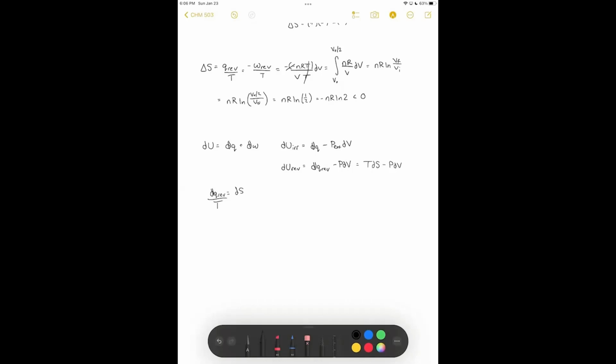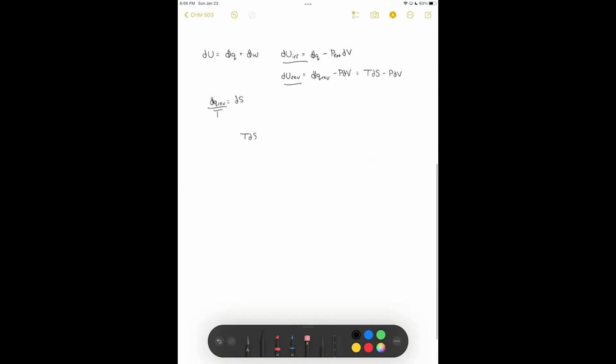Well, we've done this because internal energy is a state function. So we have an internal energy change for an irreversible process, and we have an internal energy change for a reversible process. We know that the path doesn't actually matter for the internal energy. So these two things have to be equal because the internal energy change of a process is always the same no matter what path it's taken. It doesn't matter if it's an irreversible path or a reversible path. So we can set these two relationships equal to each other. So what we'll say is T dS minus P dV is equal to the heat for an irreversible process minus P external dV, because internal energy is a state function.